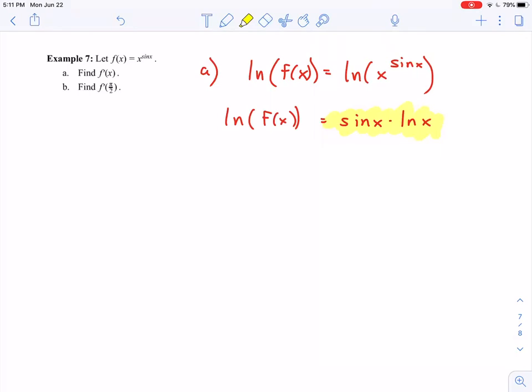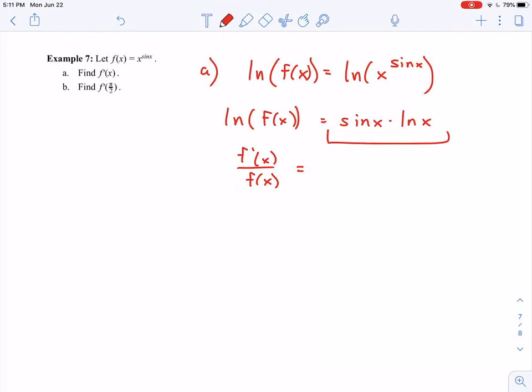I have used properties of logarithms. I need to take the derivative now. On the left-hand side, again, be careful. Don't forget about your chain rule. We'll have f prime of x divided by f of x is equal to, over here, keep your derivative rules in mind.